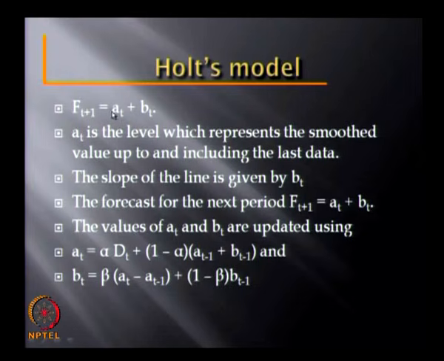So, a t is the representative value of the level or the constant, and then we add a slope to it, so that we get the forecast of the next period. So, forecast of the next period will be level at the end of the previous period or the present period, and then we add a slope to it. So, a t plus b t. Now, both a t and b t are updated for every data point using exponential smoothing.